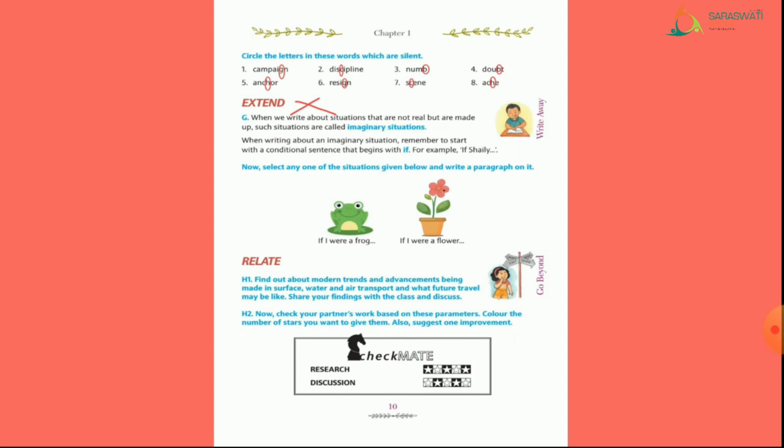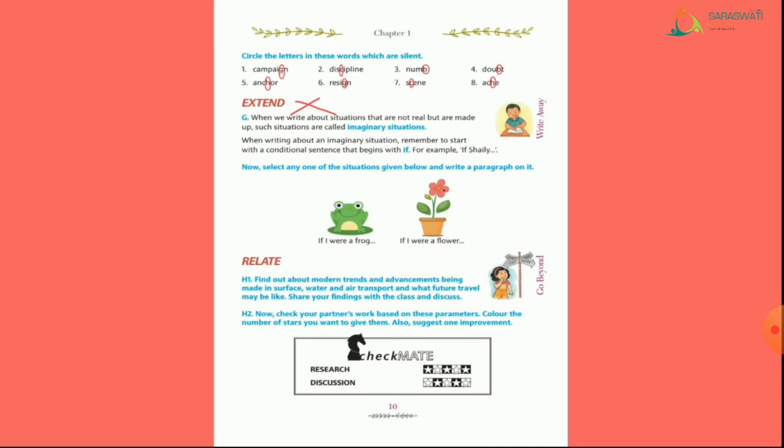Here you have to circle the letters in these words which are silent. So I have helped you. But you will have to look into page number 10, as the circles which I have made may have overlapped some letters which are nearby. The first word is campaign.